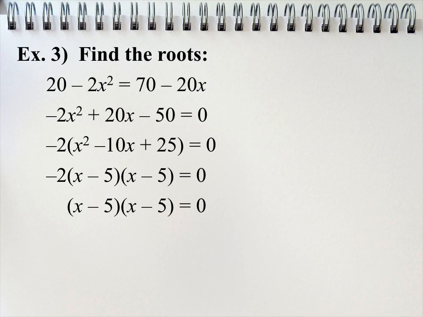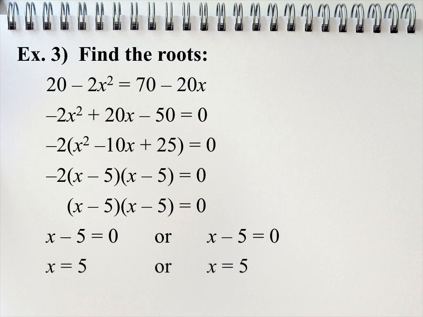When I apply the zero product property, something interesting, I notice that both of the factors are the same. Therefore, x equals 5 is the solution set. This is called a double root. The graphical picture of a double root, it will be a vertex on the x-axis at x equals 5.